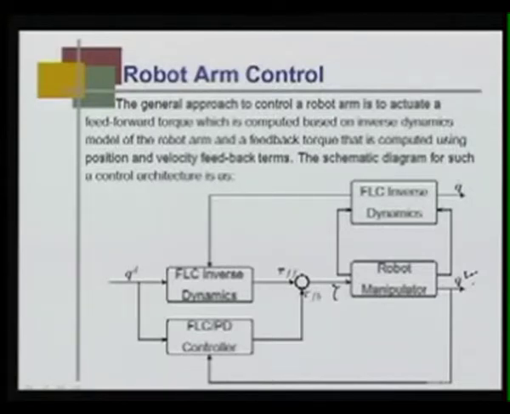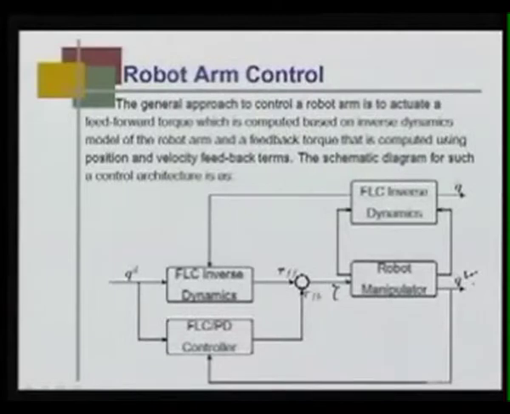Now, if I assume that the robot manipulator dynamics are not exactly known or there are uncertainties, what I can do is learn the inverse dynamics of the robot manipulator and put this inverse dynamics here. I can also design, instead of a PD controller, a fuzzy PD controller. So, now I am controlling the same system using a different approach, that is fuzzy logic control.